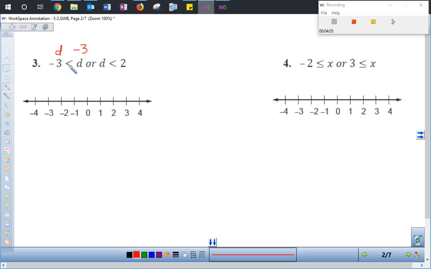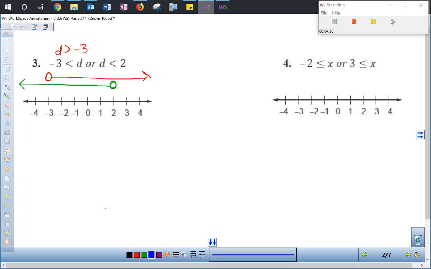And then here my inequality symbol is pointing to the negative 3, so it still needs to point to the negative 3. So now I have d is greater than negative 3, so I can say that's an open dot on negative 3 with an arrow going to the right. And then d is less than 2, so that's an open dot over 2 with an arrow going to the left. Now this one's a little weird.